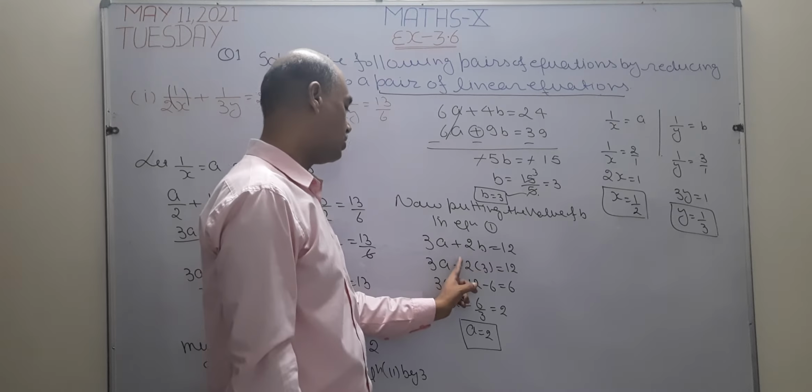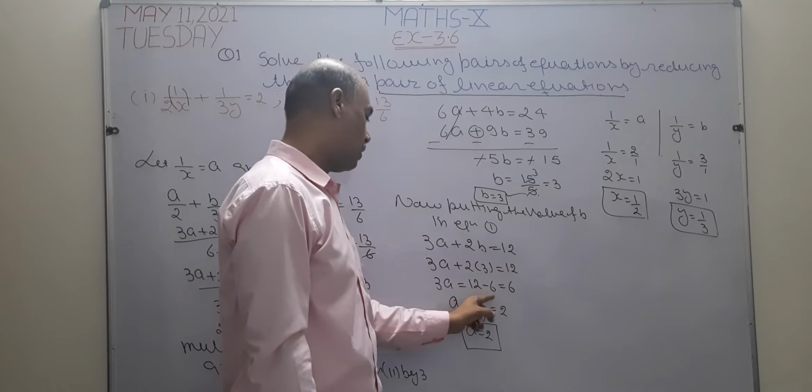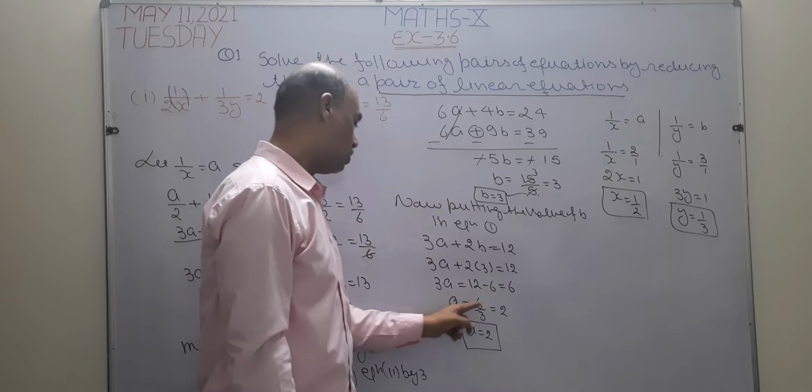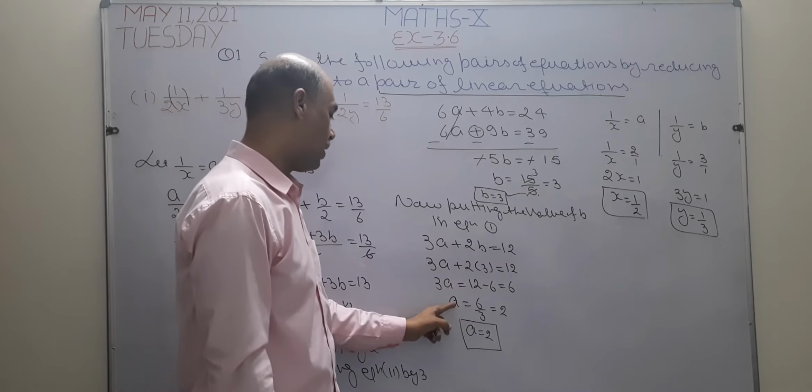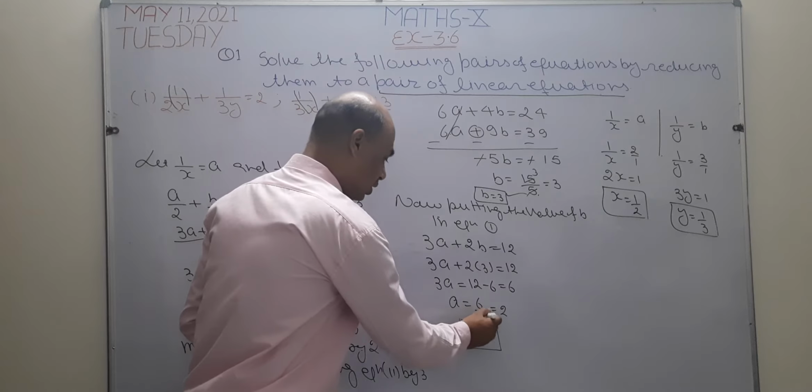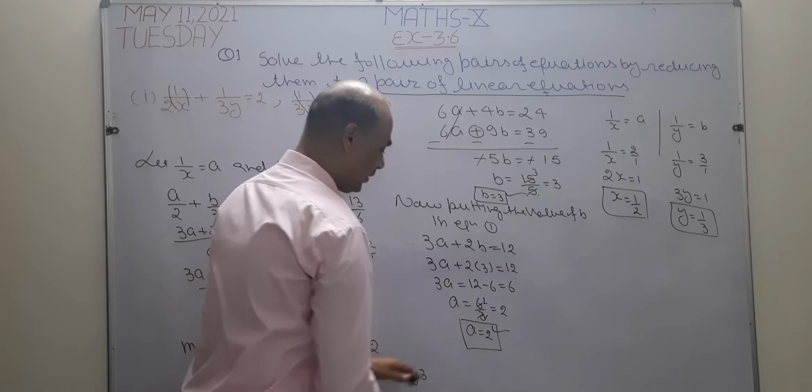When I take this 6 from left to right, this becomes minus 6. 12 minus 6 is equal to 6. So this becomes 3a equal to 6. The value of a becomes 6 by 3. 3 1s are 3, 3 2s are 6. Value of a becomes 2.